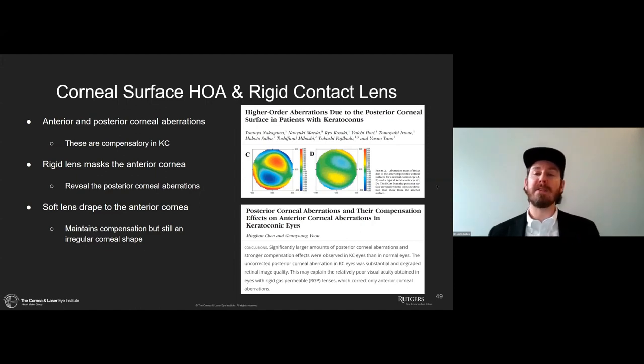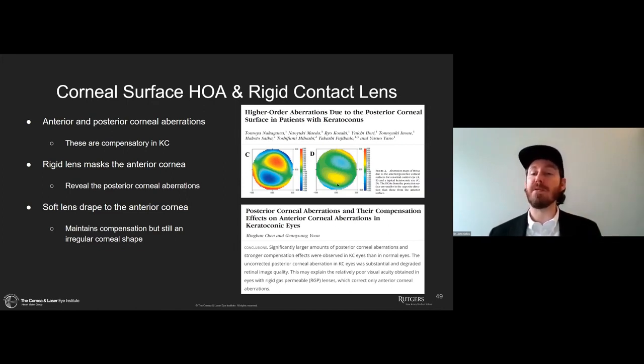Now, in some of these individuals, you'll find that if you use a soft lens that drapes to that anterior cornea, you can actually get a better outcome for that individual than what you might get with a rigid lens, because you're just reducing those aberrations rather than trying to eliminate them.